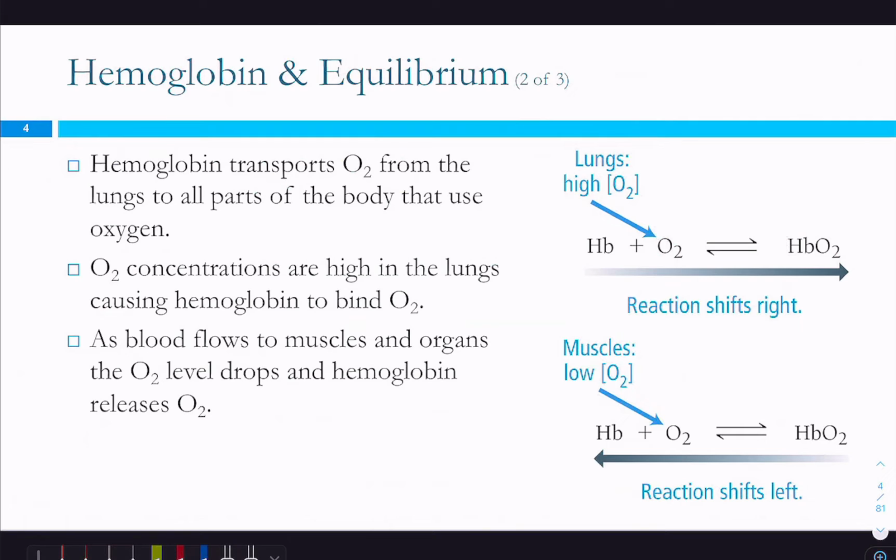Then as it travels through your body and gets to your muscles, to your brain, to other tissues, the oxygen concentration in those parts of your body is going to be much, much lower than in your lungs. And so the equilibrium stays the same, but the balance shifts. So now as they're traveling, the concentration of oxygen is dropping. And as that drops, the hemoglobin also starts to drop its oxygen and deliver it to your tissues.